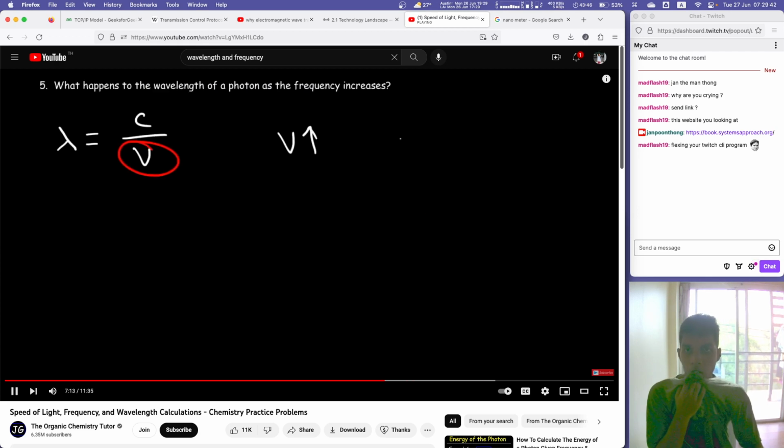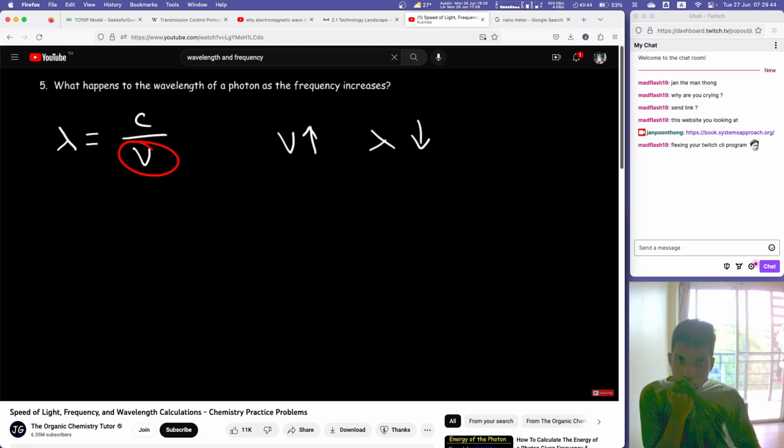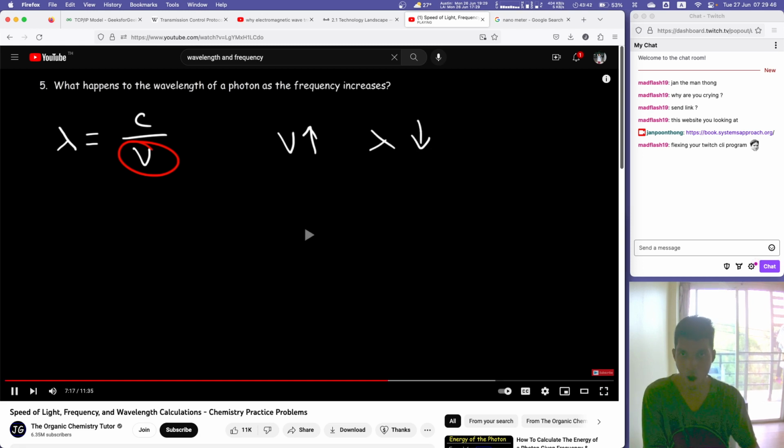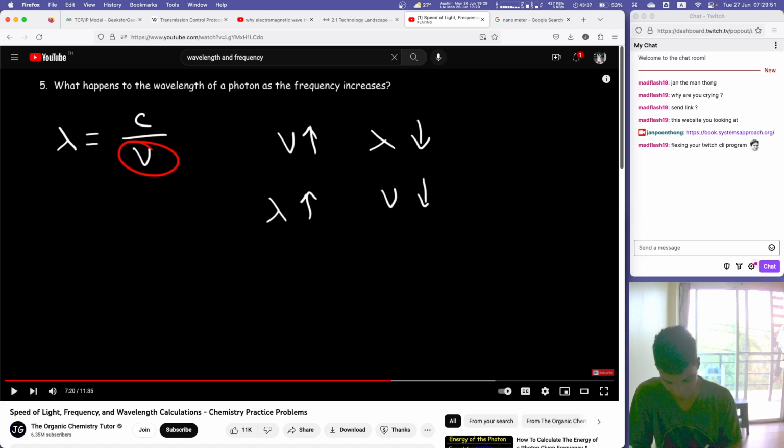So as the frequency increases, the wavelength decreases. And vice versa. As the wavelength increases, the frequency decreases. So these two are always going to be inverse.